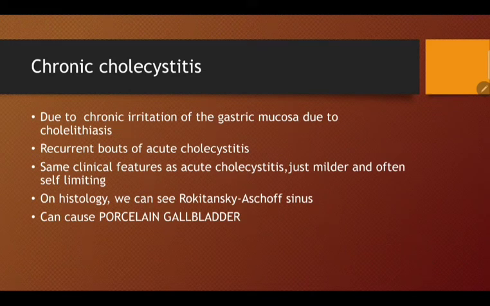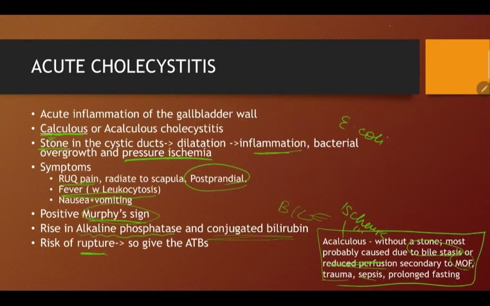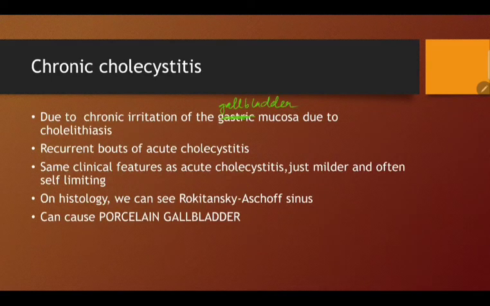Acute bouts of cholecystitis and irritation of the gallbladder mucosa, because of cholelithiasis or choledocholithiasis, can lead to chronic inflammation of the ducts. It will be the same features as acute cholecystitis. There'll be pain postprandially, can lead to nausea, vomiting, and fever, just a bit mild, and it is self-limiting.